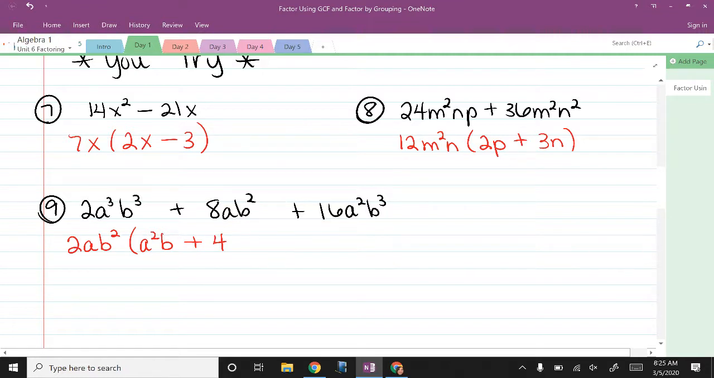Yes. Plus, what times 2 is 16? 8. Does that one need any variables? It needs one more A and one more B. Raise your hand if you got those. Any questions about factoring out a GCF? Because we're going to need it for the next thing.